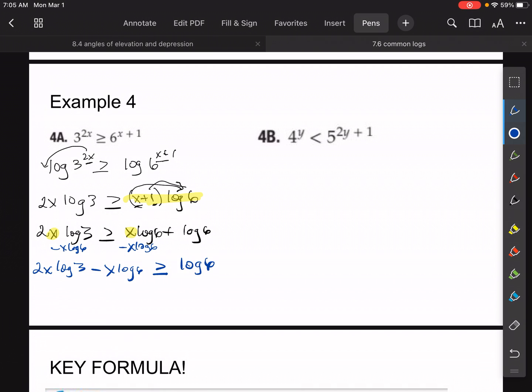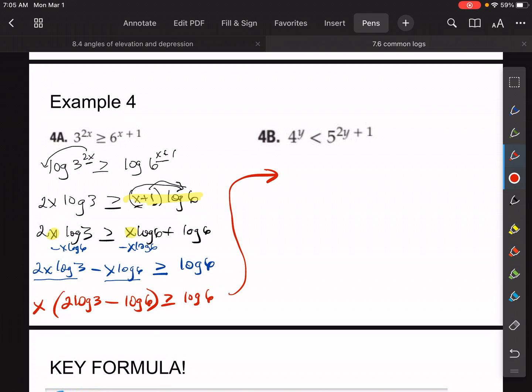Okay, now I have x's in both of these pieces here. So I have two pieces there, and I have an x in both. So this kind of goes back to factoring. What I'm going to do is take an x out, and what I'm left with is 2 log base 10 of 3 minus log base 10 of 6 is greater than or equal to log 6. So we're going to continue this over here.